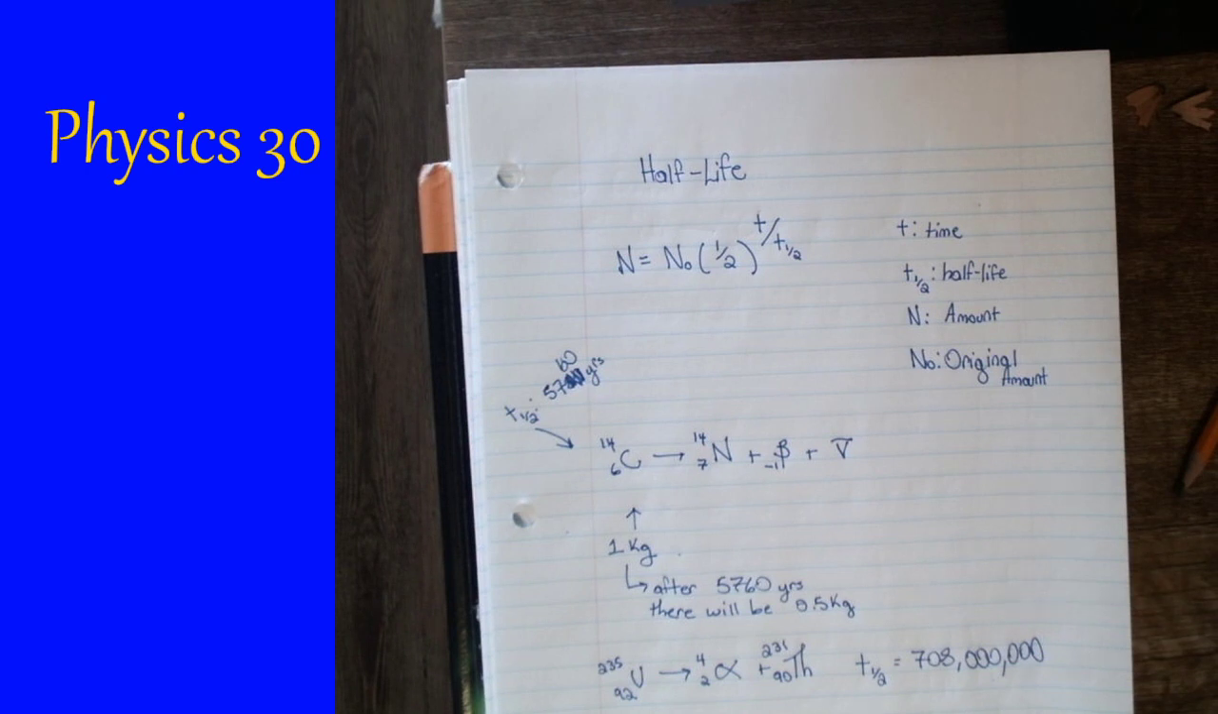So if you had a kilogram of that uranium-235, after 708 million years, you'd have half a kilogram of the uranium-235 and roughly just under a half a kilogram of thorium-231. I hope that kind of makes sense. That's kind of how half-life works.